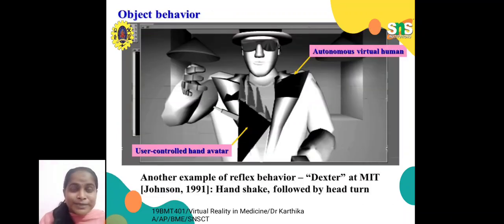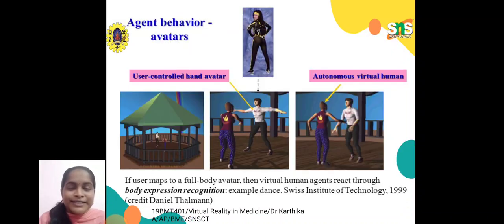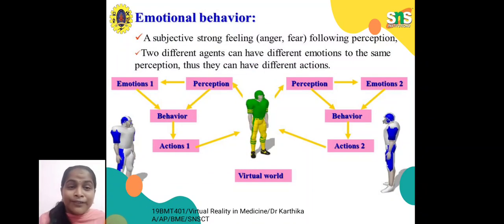Okay, next one is object behavior. In object behavior, we consider autonomous virtual human and user controlled hand avatar. Next one is agent behavior avatars. These avatars can be made based on the user's wish: user controlled hand avatar and autonomous virtual human. And we have emotional behaviors, a subjective strong feeling, anger or fear, following perception. Two different agents can have different emotions to the same perception, thus they can have different actions.